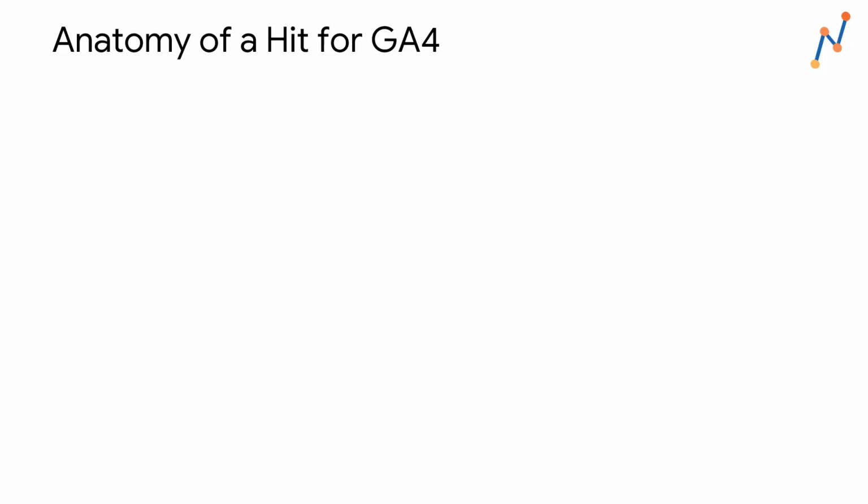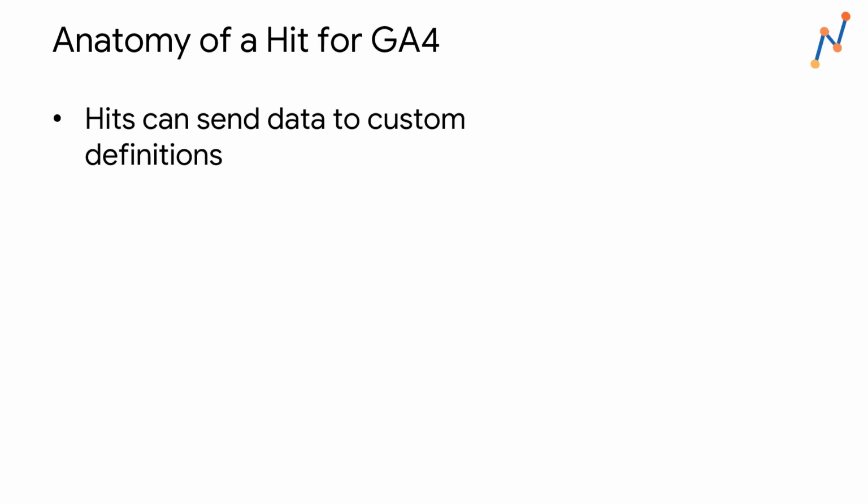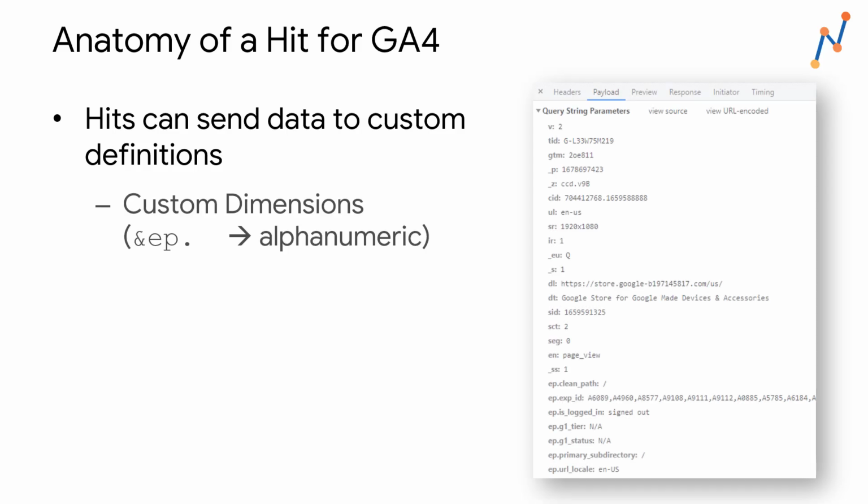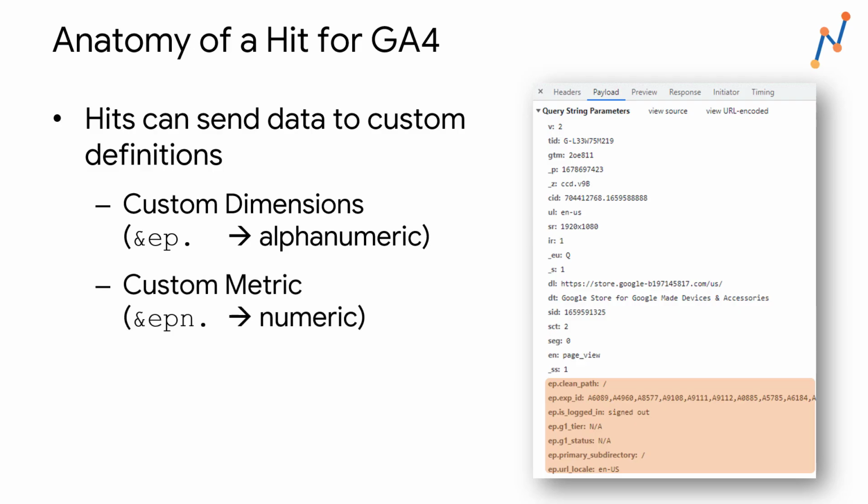Also worth knowing is that hits can also send data to populate custom definitions like custom dimensions and custom metrics by sending them as event parameters along with the event. Parameters for custom dimensions will be indicated by using the prefix EP dot followed by the custom parameter name and can carry an alphanumeric value. Parameters for custom metrics, on the other hand, are indicated by using the prefix EPN dot followed by the custom parameter name. Their values can be of a numeric nature only.